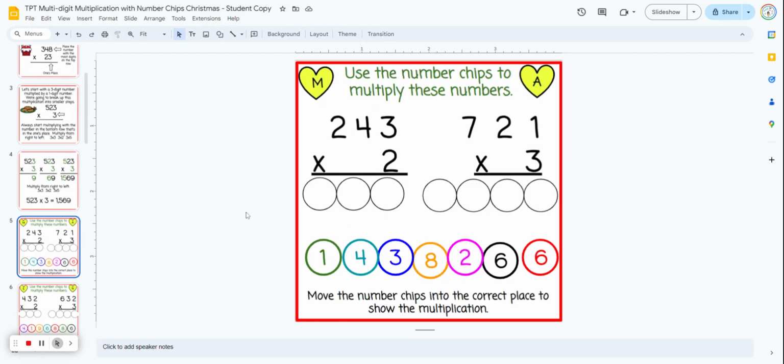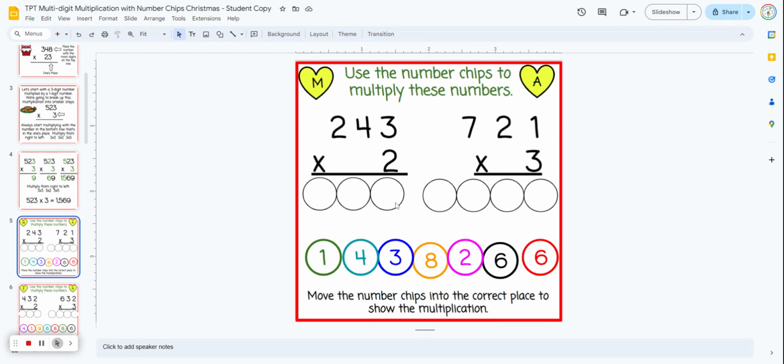Students are going to start on slide 5, so they're going to move the number chips into place. It starts with some easier problems and then moves to much more difficult ones as we get to the end of the slide deck. Every slide has every number the students need. So as these problems get more difficult and they get to the end of a problem and the numbers aren't working, they know they've made an error somewhere and they need to go back and check. So in that way, it's self-checking.